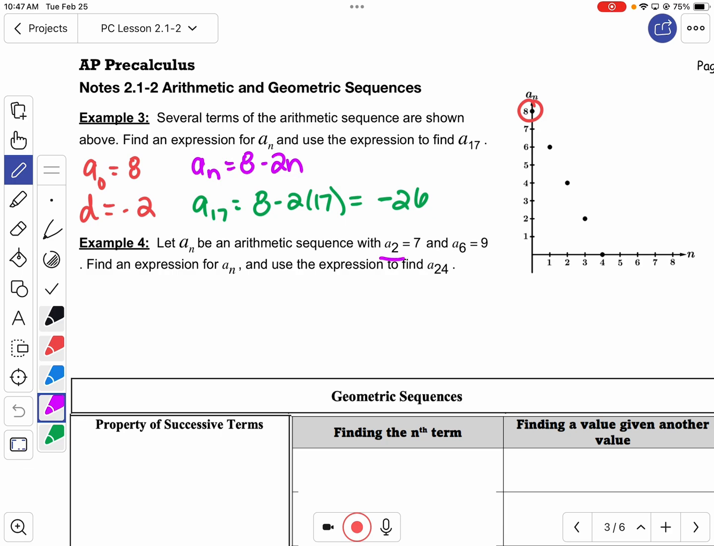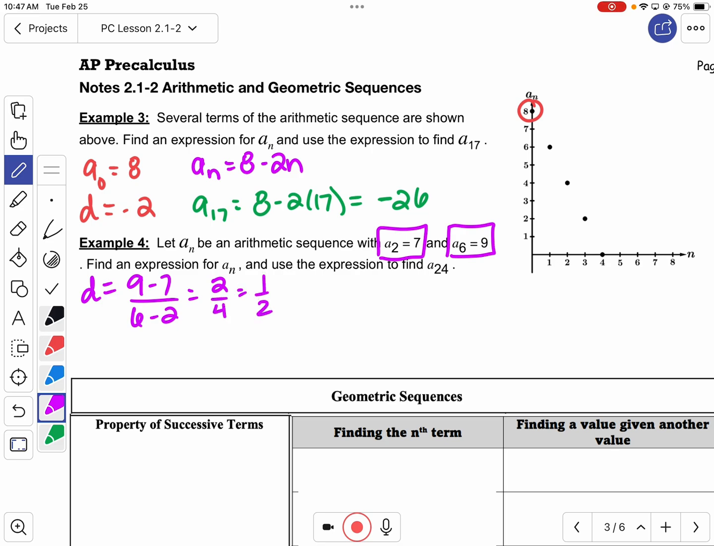This time they give me the 2nd term and they give me the 6th term. How are we going to find the common difference? Find the rate of change. It's slope. So we're going to take 9 minus 7 over 6 minus 2. It's just our rate of change. And so if we do that, that gives me 2 over 4, which is 1/2.